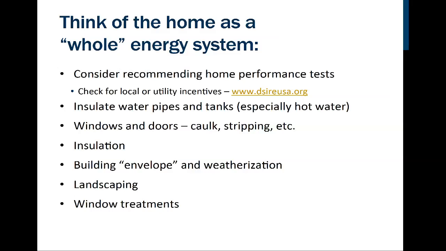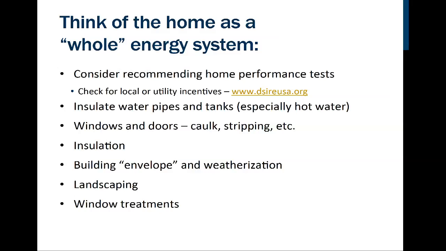Many local utilities have incentives for this, and those incentives would be to help people, for example, get a home energy audit done on your property, and that'll help you do things like insulate pipes, insulate hot water tanks, or even toilet tanks.